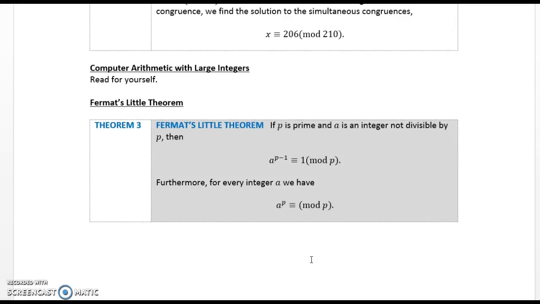And we will now go on to Fermat's little theorem. If p is prime and a is an integer not divisible by p, then a to the power p minus 1 is congruent to 1 mod p. Furthermore, for every integer a, we have a to the p power is congruent to a mod p.